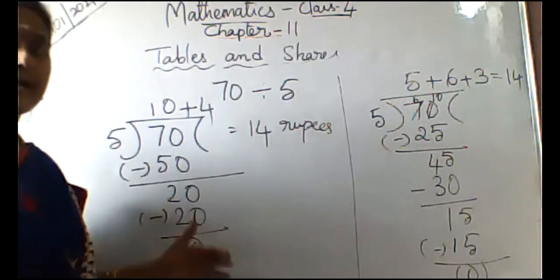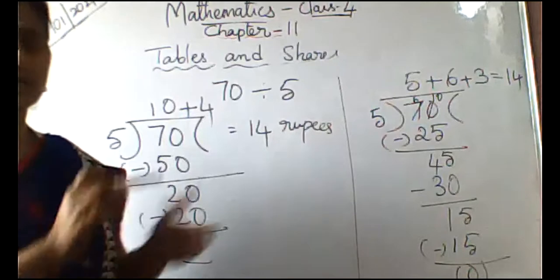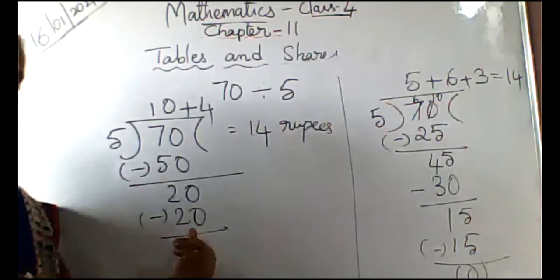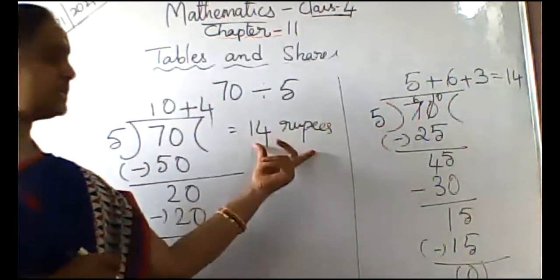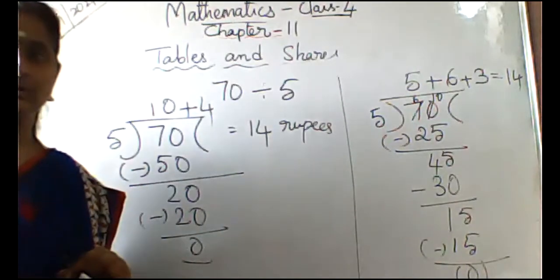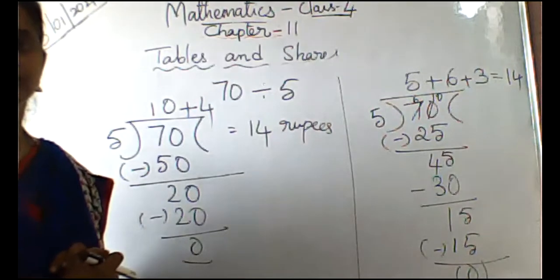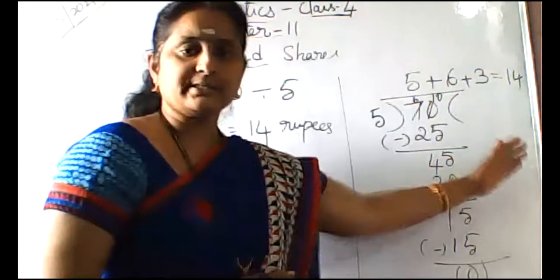Okay. So again these 20 rupees, each one, how many members are there? 5 members. Each one got 4 rupees. So 5 fours are 20. So what are we doing here? 10 plus 4. So what is the answer here? Final answer? 14 rupees. Okay, is it clear? Yes, ma'am. Okay, like that, they did it in another method.